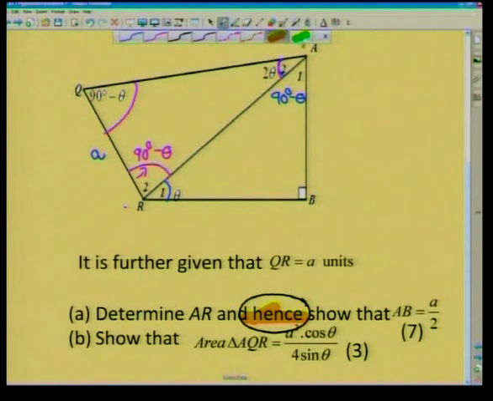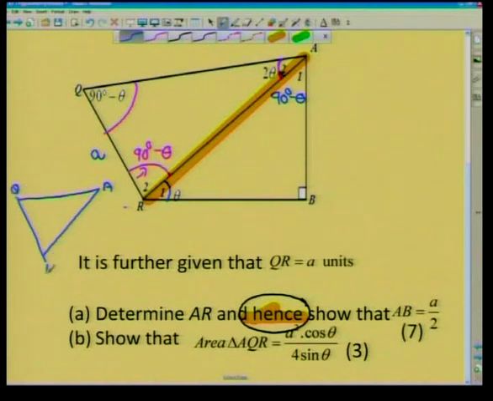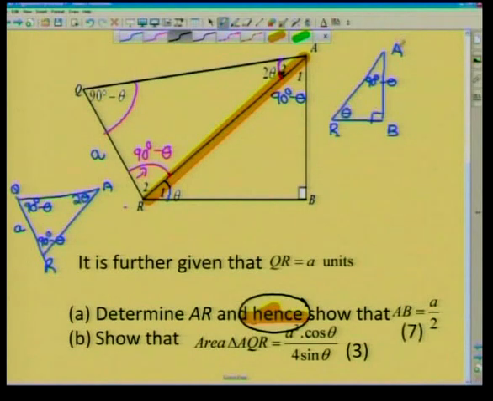Now, AR belongs to two different triangles. If I'm going to separate it into its bits, it would belong to the triangle AQR, which I could redraw over here, QAR. This is 90 minus theta. This is 90 minus theta. And this is 2 theta, and this is A. And it belongs to this right-angled triangle, 90 degrees minus theta, and theta. Okay, the problem is that this triangle here, I don't know any of the sides. This one I do. I know that that's A. So to find AR, I would be better off using this triangle than using this one here.